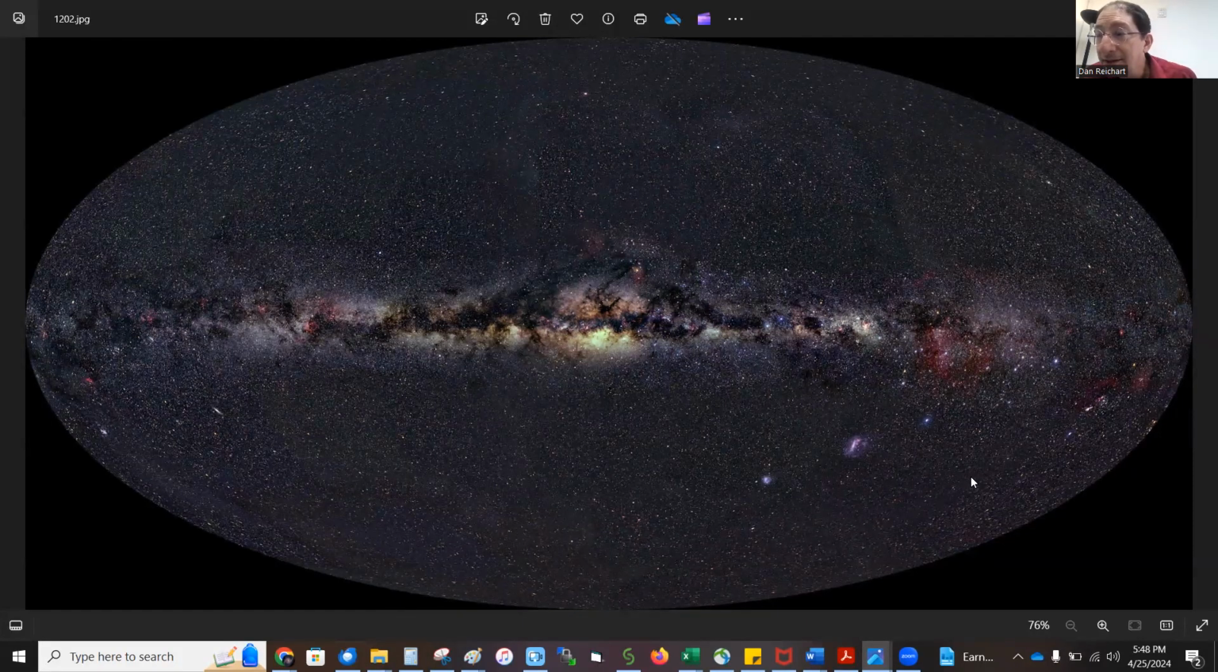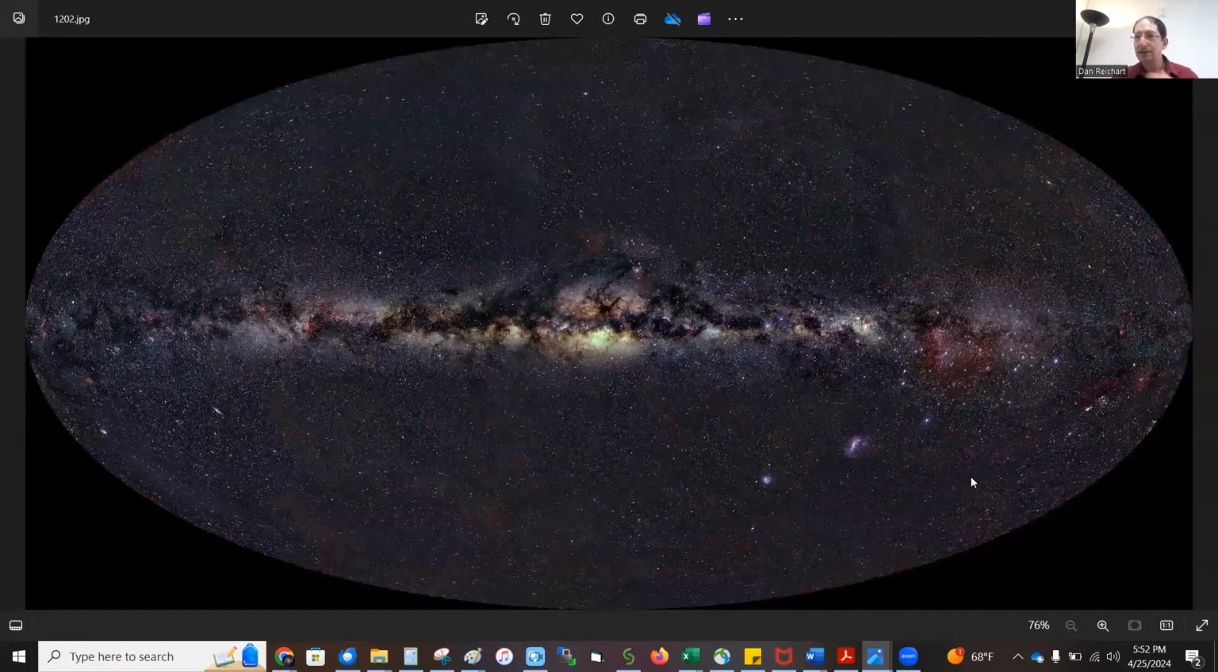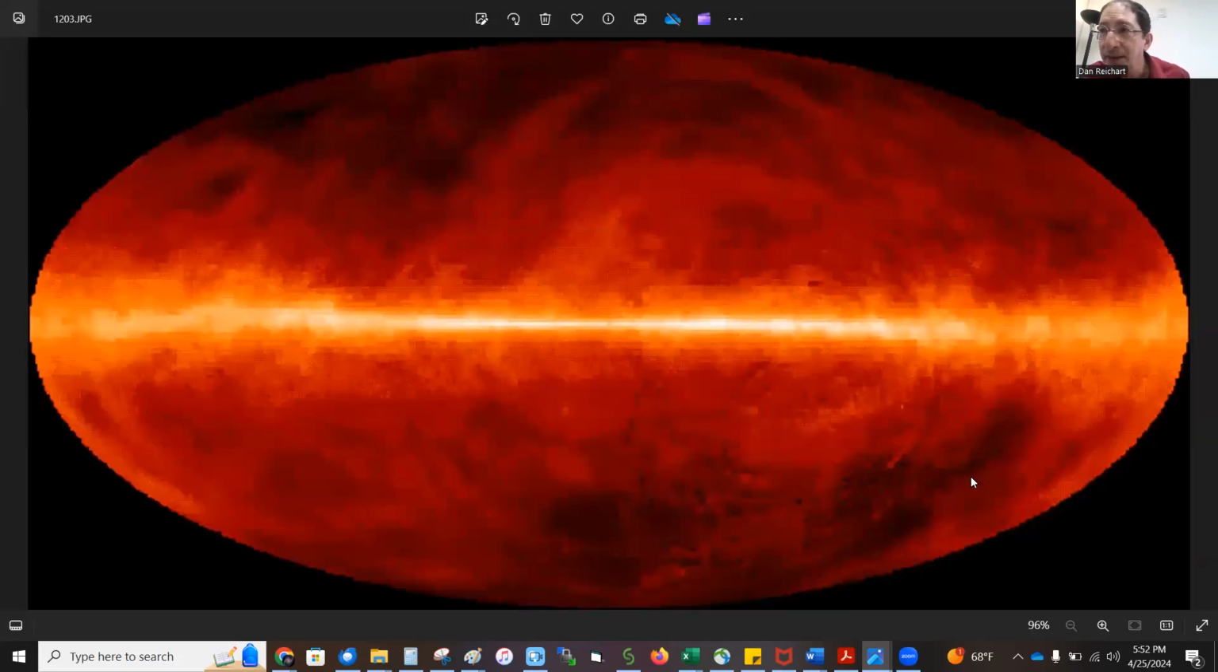What does this look like at 21 centimeters? It looks like this. This is a map of where the cold, neutral hydrogen gas is in our Milky Way galaxy. It's concentrated in the plane of our galaxy, which is where stars form. And that's how we get all this blue light and dust from the stars that formed in this gas here.